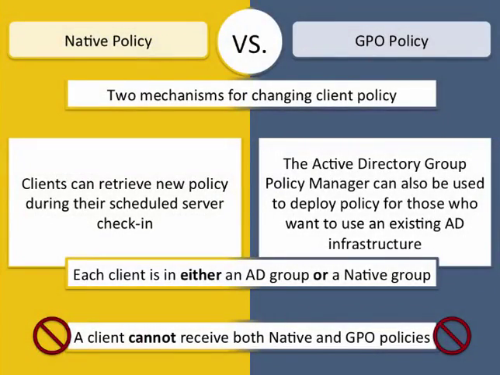Let us now look at the differences between native policy versus GPO policy, or Active Directory policy. These are both two mechanisms for changing client policy. Native policy means that clients can retrieve new policy during their scheduled server check-in. Active Directory policy means that the Active Directory Group Policy Manager can also be used to deploy policy for those who want to use an existing Active Directory infrastructure. Each client is in either an Active Directory group or a native group. A client cannot receive both native and GPO policies.